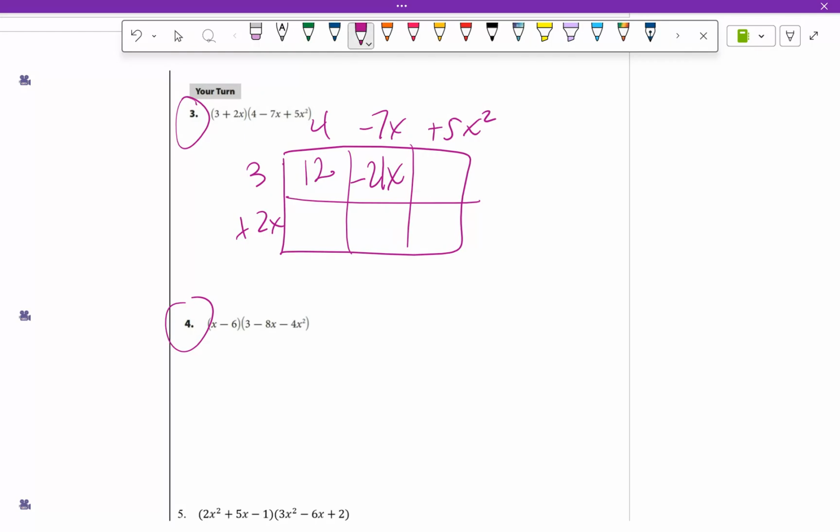15x squared. All right, what's 2x times 4? 8x. 2x times negative 7x. I don't hear a lot of people. All right, what's 2x times 5x squared? That's a little better, 10x cubed.